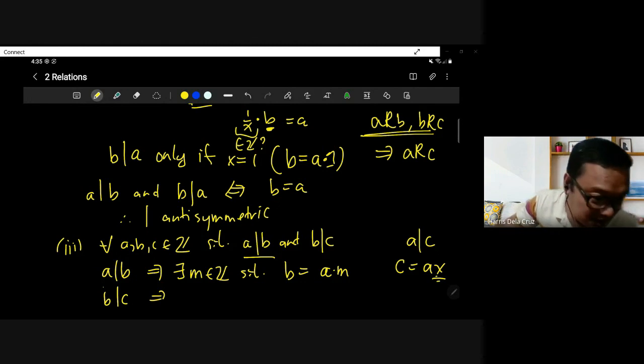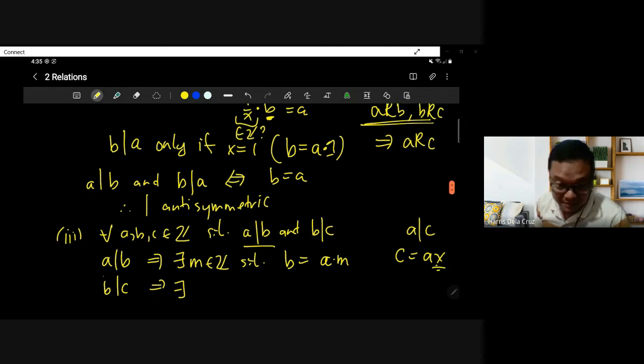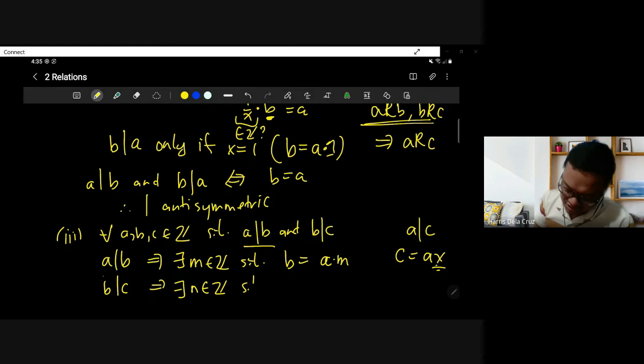Ano naman ibig sabihin na ang B divides C? Well, ang ibig sabihin na ang B divides C ay, yun ulit, meron kang, okay, so wag mo nang gagamitin yung existing letter, para hindi ka malilito. So ibang letter naman, N element of Z. Such that, anong condition? Kasi B divides C eh. So si C yung mas malaki, dapat i-express mo siya as product ng B tsaka ng N.